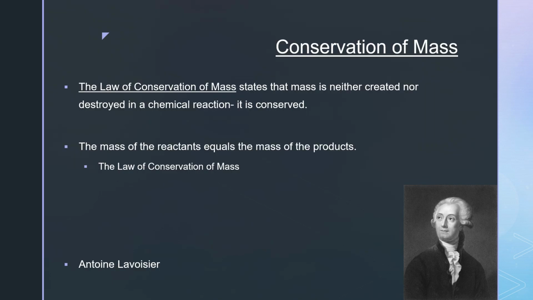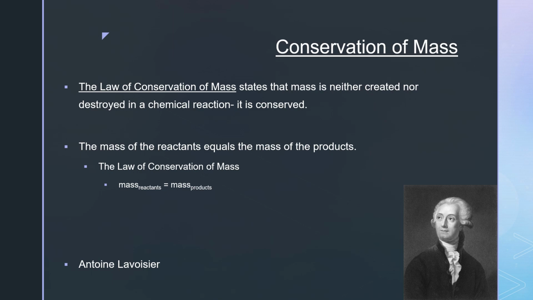All right, so let's take a look here at our first law, which is the law of conservation of mass. It states that mass is neither created nor destroyed in a chemical reaction. It is simply conserved. Basically, whatever you start with, you're going to end up with the same amount. The mass of the reactants always equals the mass of the products. Remember, the reactants are what you start with, and the products are what you end up with. So very simply, mass of the reactants equals the mass of the products.